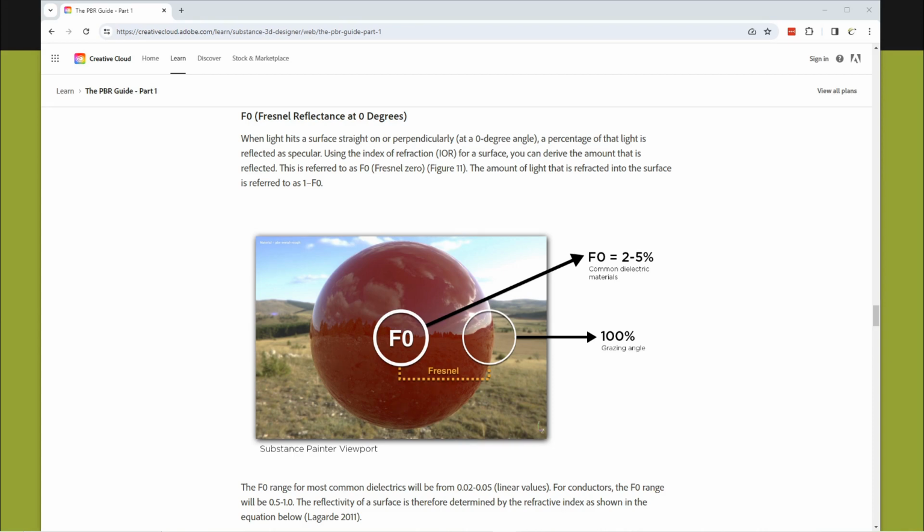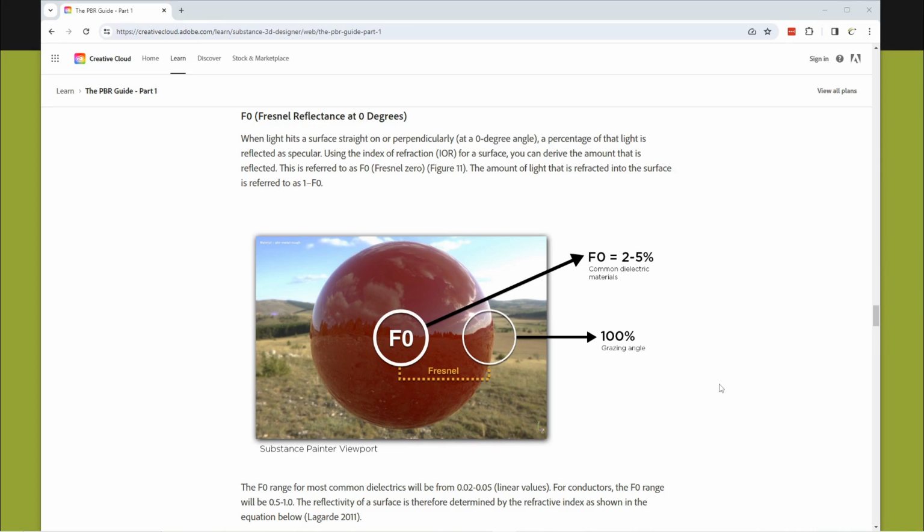So the F0 range for most common dielectrics. A dielectric is the opposite of metallic. Metals conduct electricity, a dielectric does not conduct electricity, so that's how they refer to that. The F0 range for most common dielectrics is 0.02 to 0.05, or 2 to 5%. So the light that gets reflected is 2 to 5%.